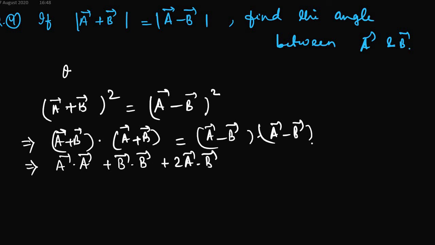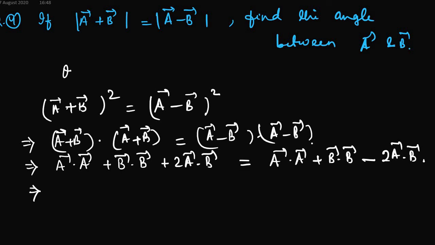This is I am telling dot, that means it is dot product. Okay. Now we are taking dot product. Square means it is simply multiplied, the vector sign is removed. Square means this is dot product. Similarly, on this side, RHS, what do we write? A dot A plus B dot B minus 2A dot B. Okay. So this would be 4A dot B equals to 0.